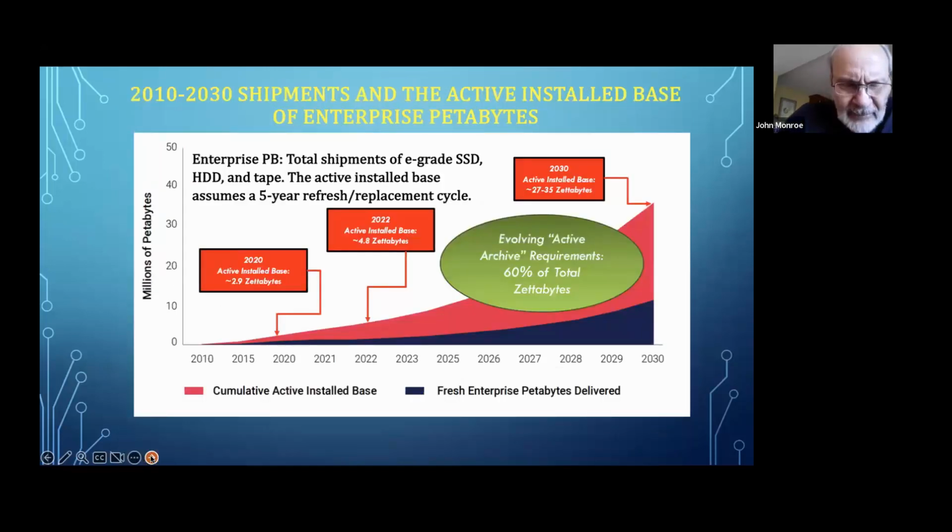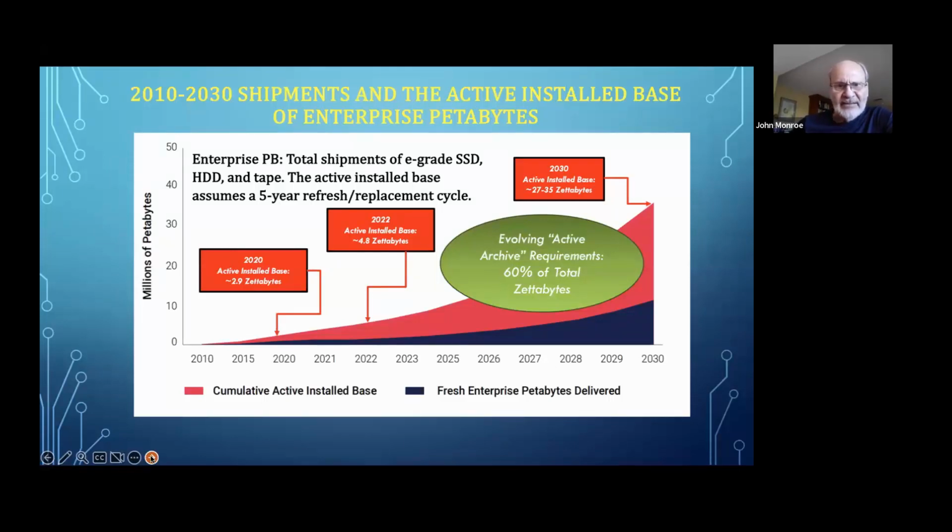Now, what's this looking like as we move forward? I'm assuming a 5-year refresh replacement cycle. It's actually more like 3 years for flash because it's pounded on so hard in enterprise applications, 5 years for hard disk drives, and more like 7 years plus for tape.